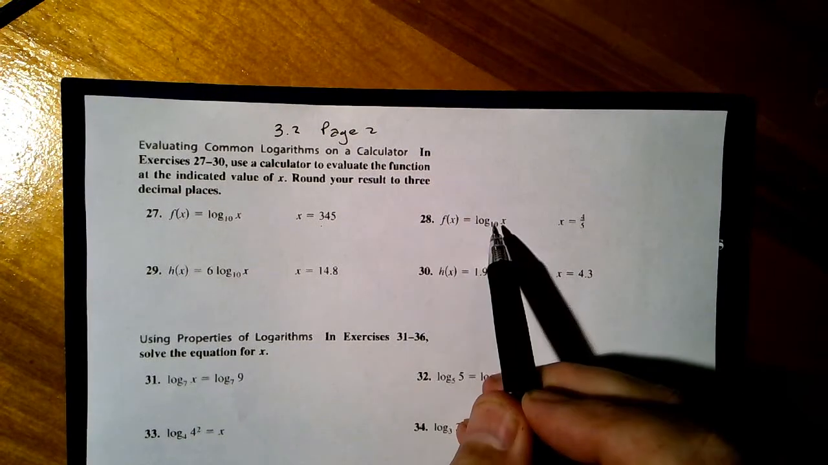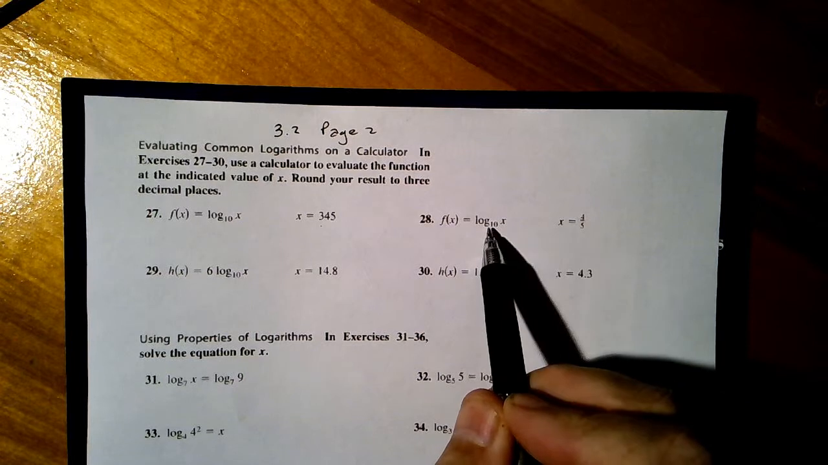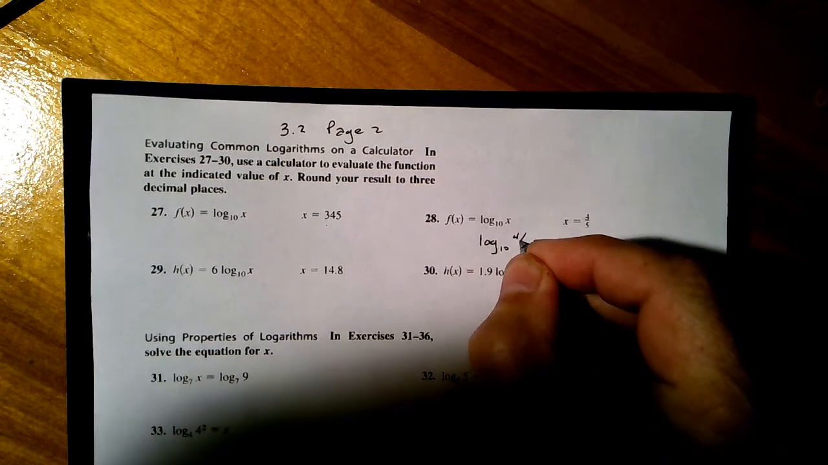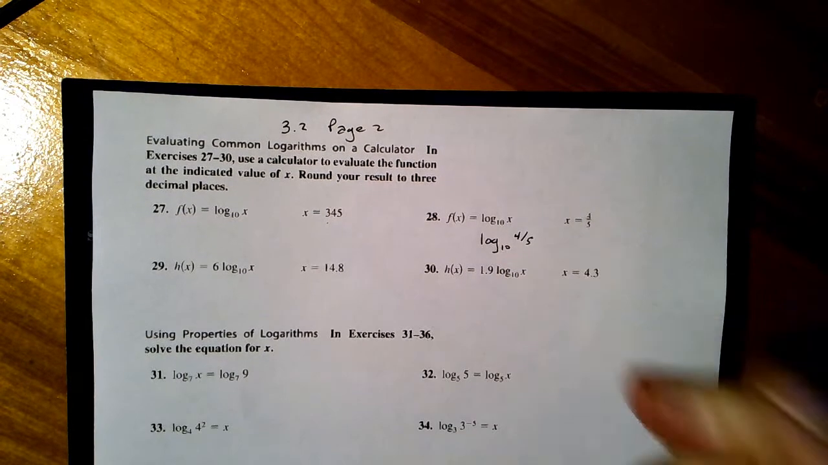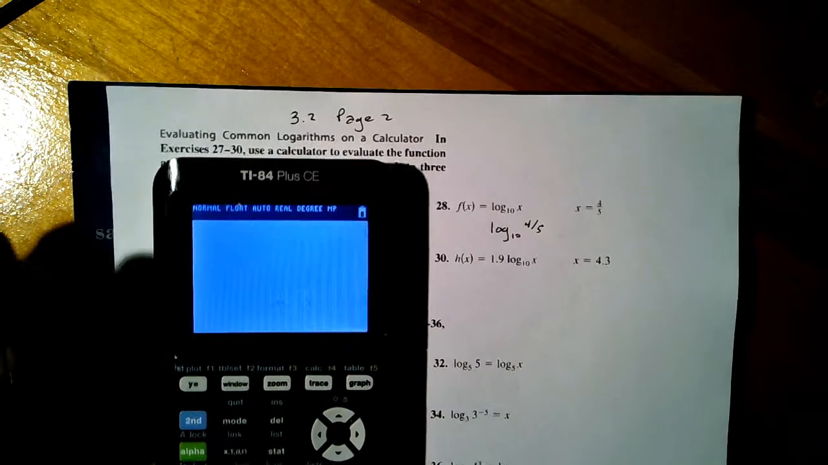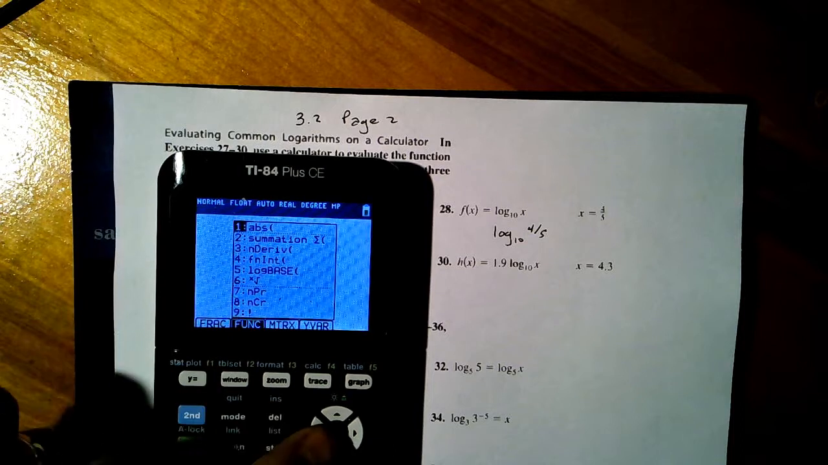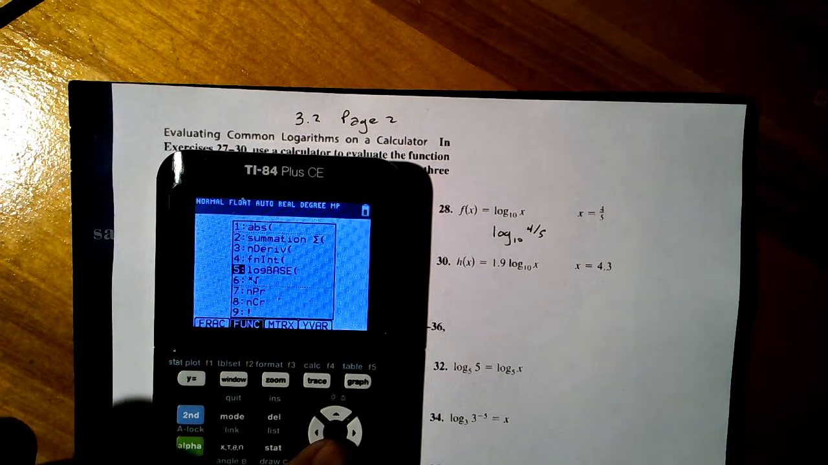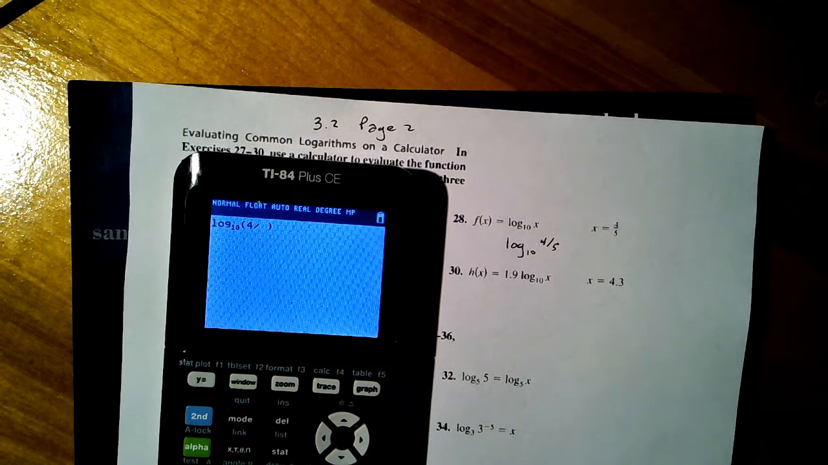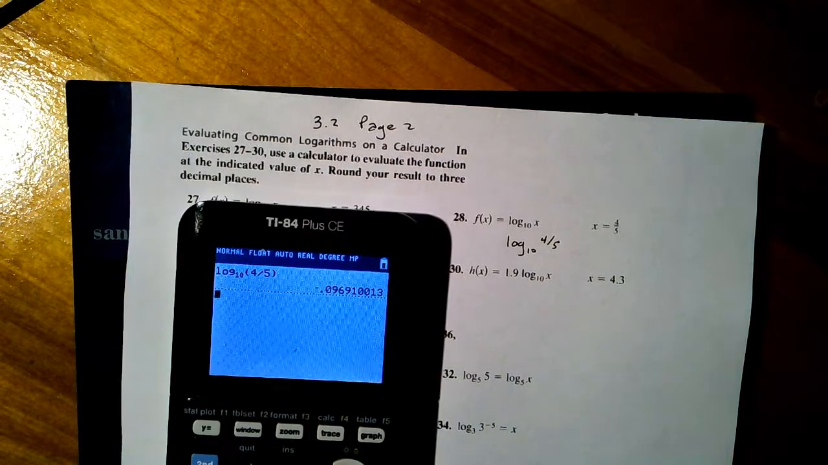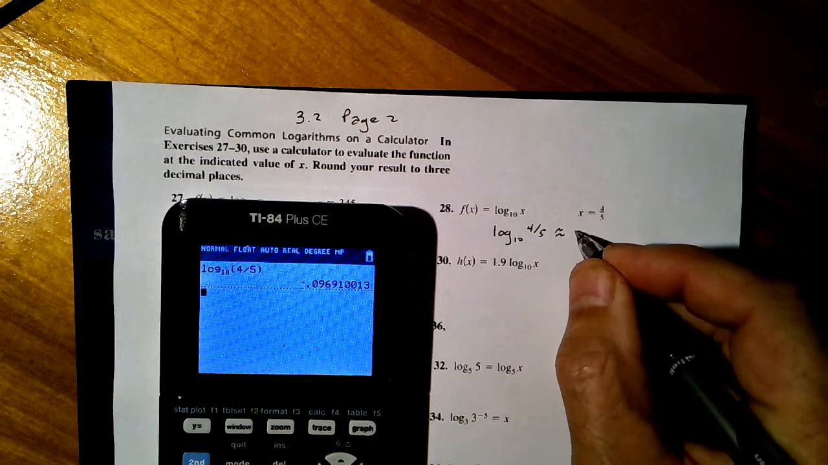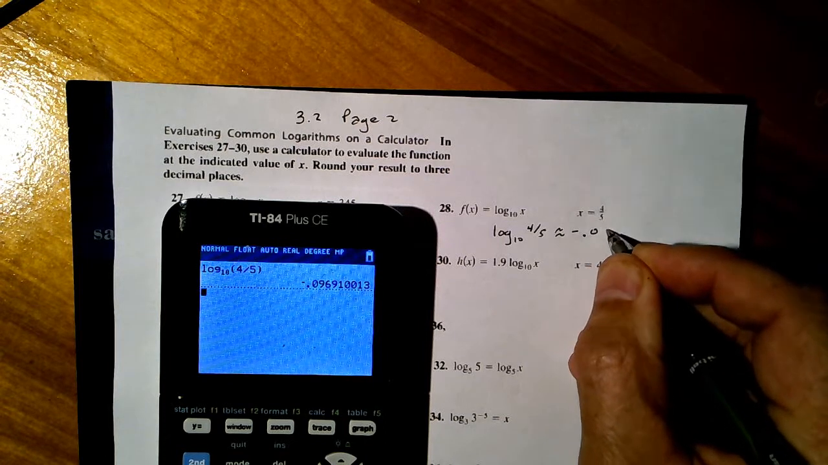Here we're going to use a calculator. I'm just going to find log base 10 of 4/5. So I can go to my calculator and hit alpha window, log base 10 of 4/5, and they ask us to round to 3 decimal places, so that is approximately negative 0.097.